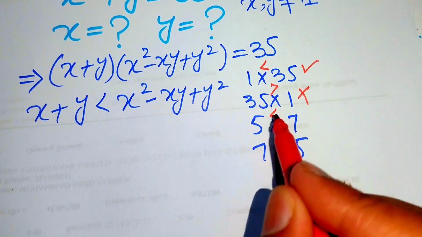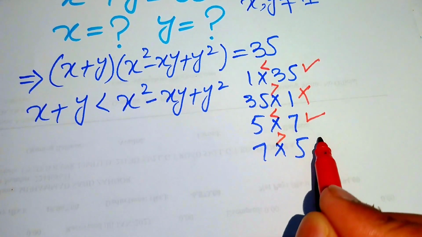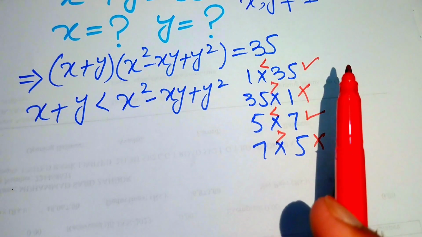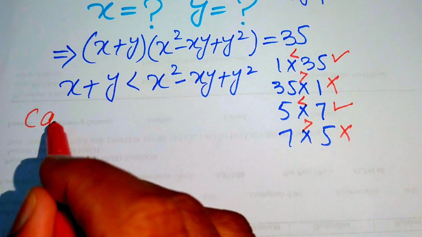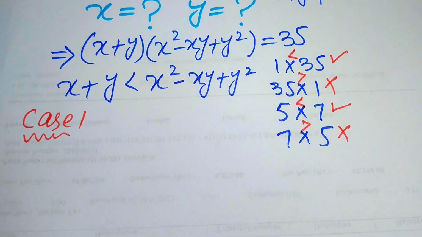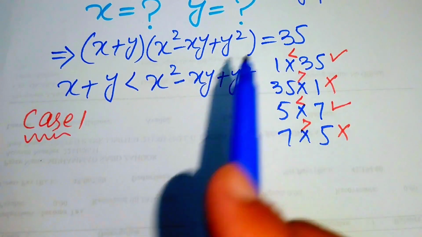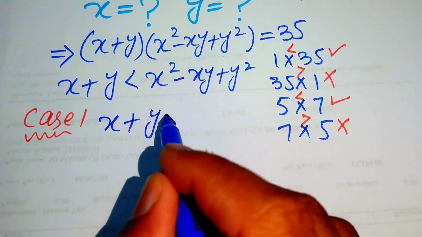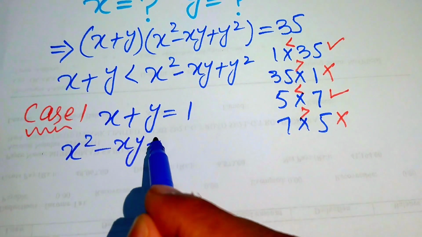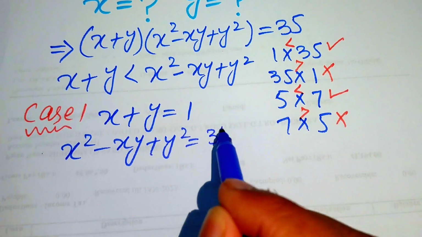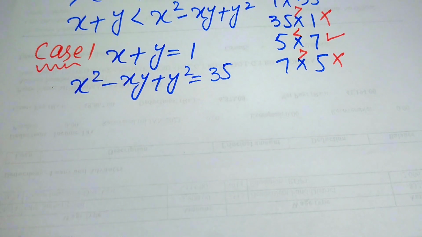And we have 5 is less than 7, so we choose this pair. And we have 7 is greater than 5, and we reject this pair. So we have two possibilities, this and this. Now first we write our case number 1, and in case number 1 we compare the left hand side with the first possibility, and you get x plus y equals 1, and x squared minus xy plus y squared equals 35. Now we first solve this case, and we get the values of x and y.